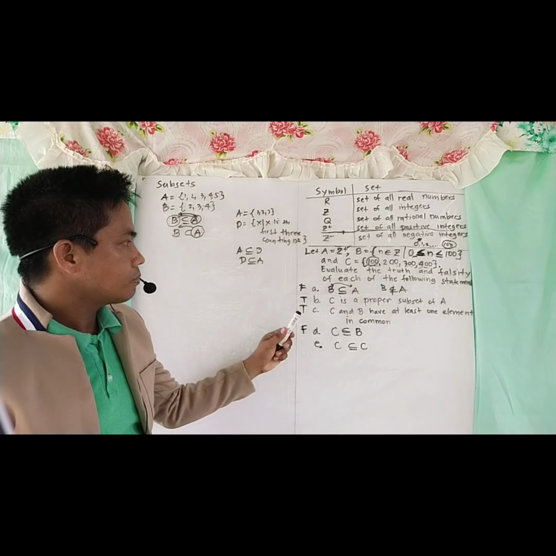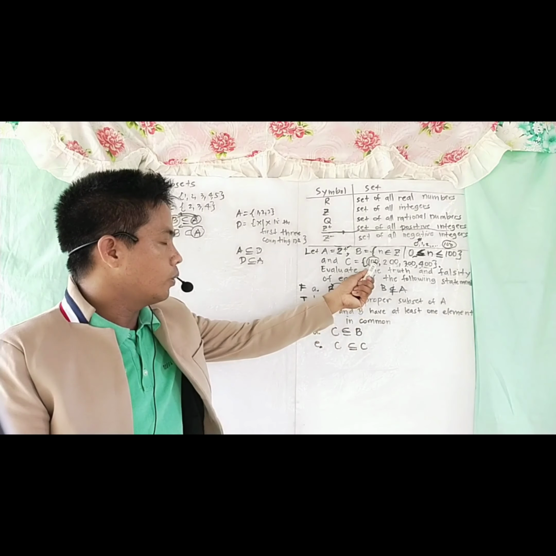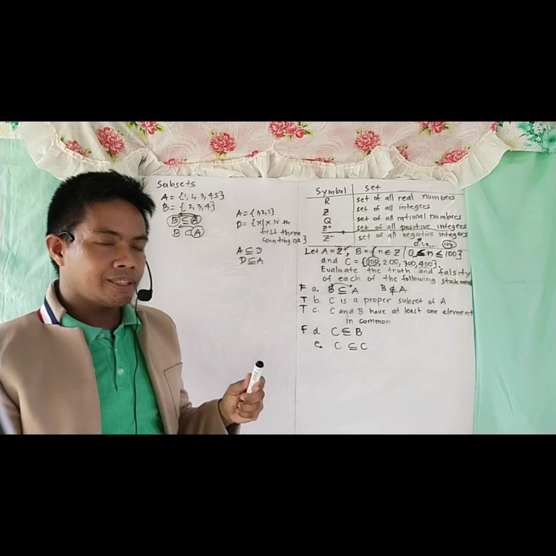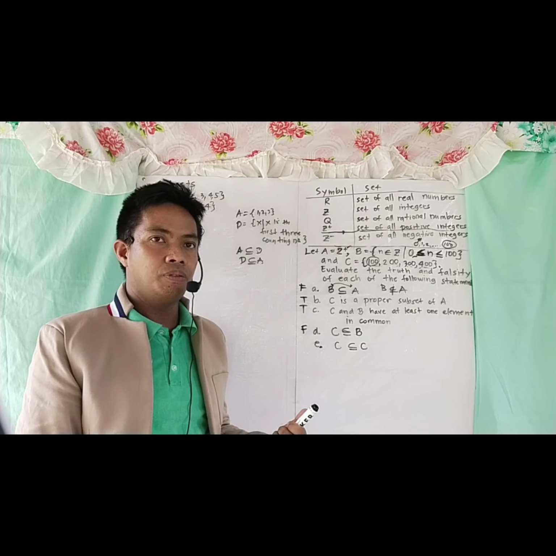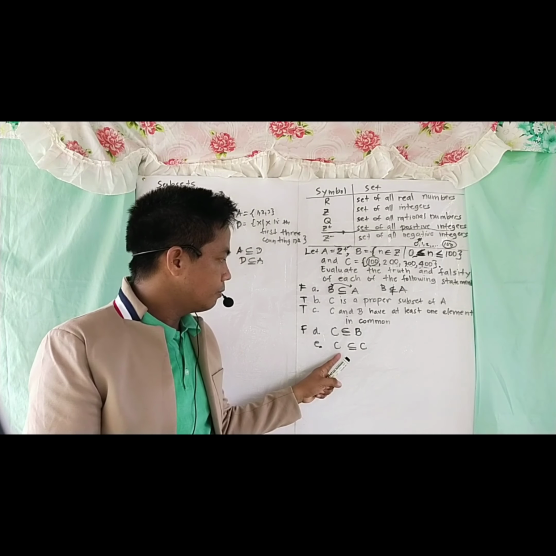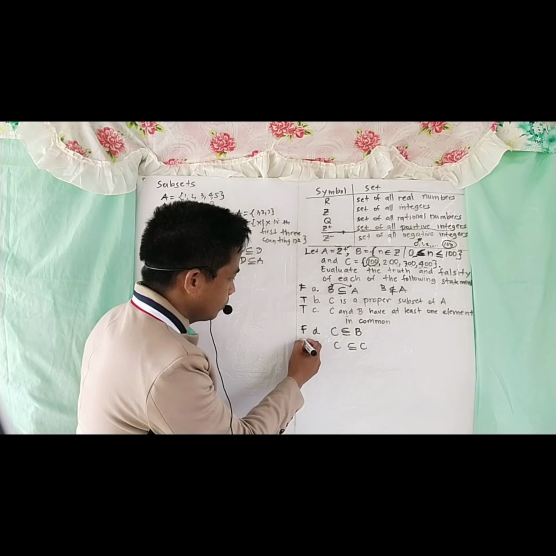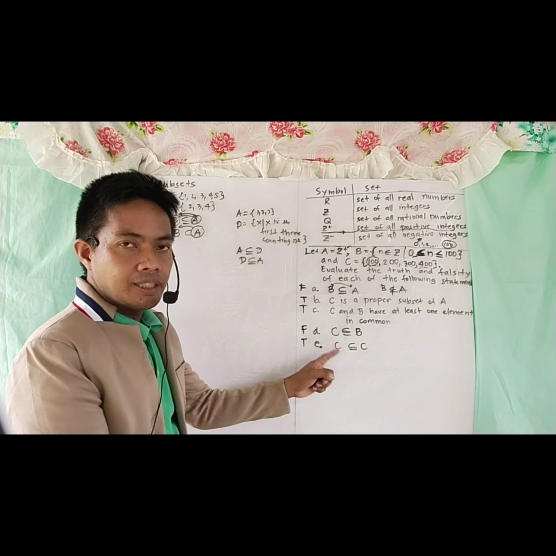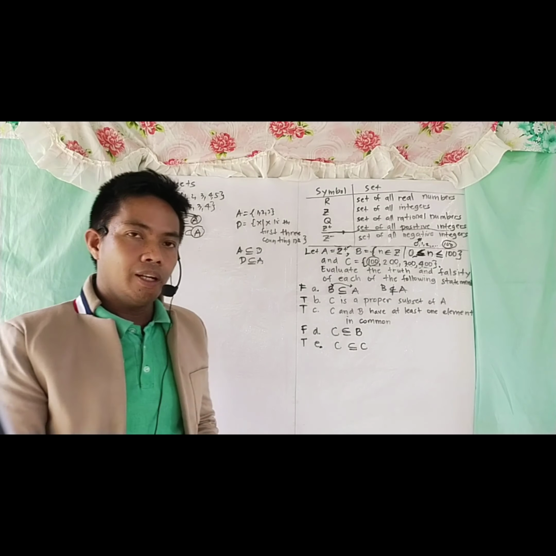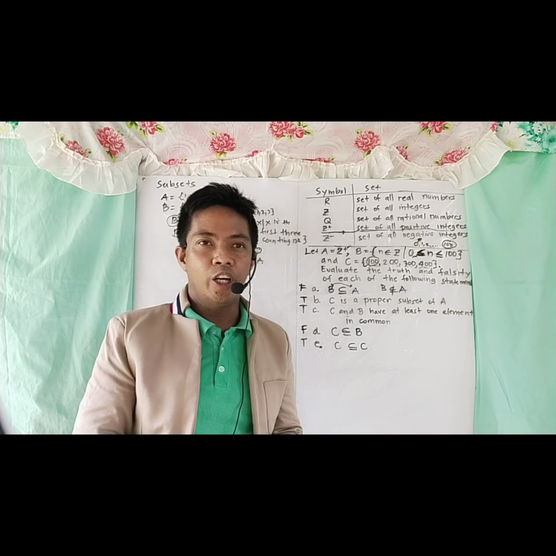Letter E: C is a subset of C. As we said a while ago, a given set is a subset of itself. C is the given set, and it is a subset of itself. Therefore, this is true. All of the elements of C are still elements of itself. So, that's all. Later on, we'll learn about the set operations. Thank you for watching, and I hope you learned something.